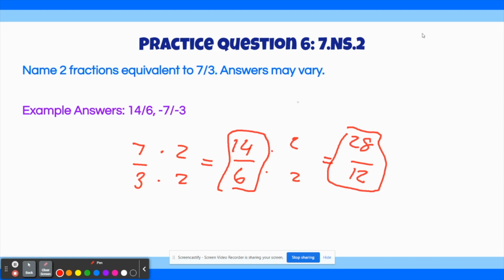And then also remember, when you're dividing two negatives, it's equal to just the positive. So if you're doing -7 over -3, it's going to be equal to 7 over 3, which is why I also had the example answer of -7 over 3. So there could be many different answers, but these are the three that I came up with.